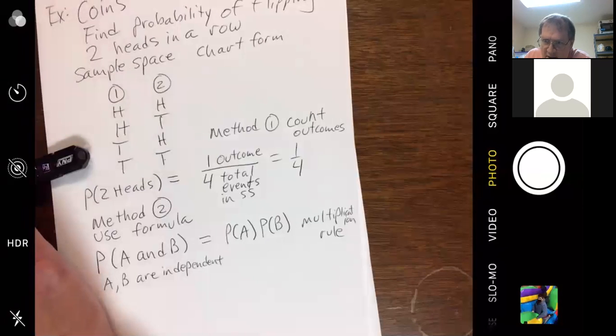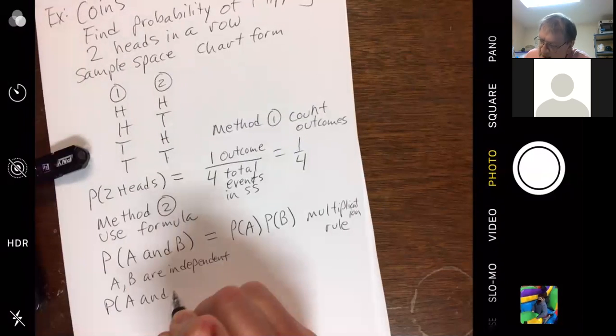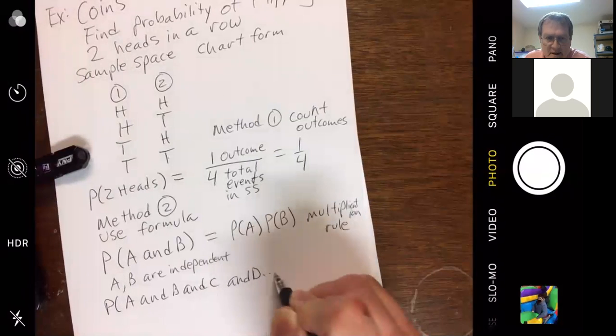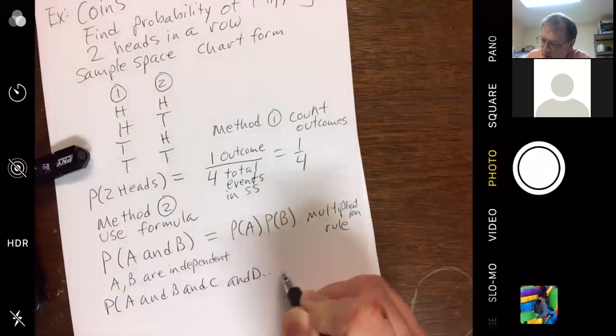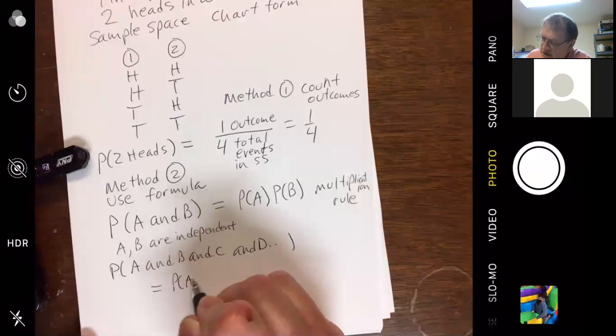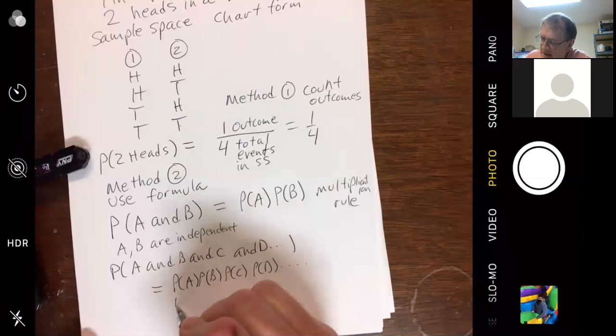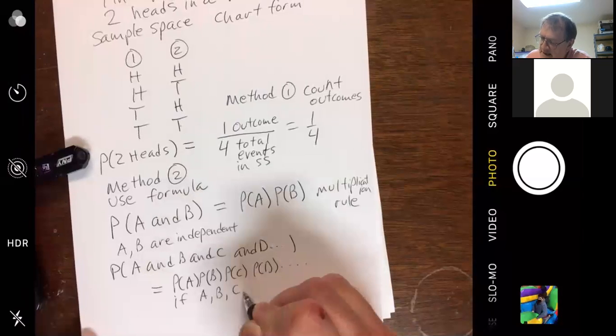Okay. And by the way, it does not matter how many events are in the string. So you could go probability of A and B and C and D, go forever. And it will equal all of the probabilities just multiplied, if A, B, C, and D are independent.